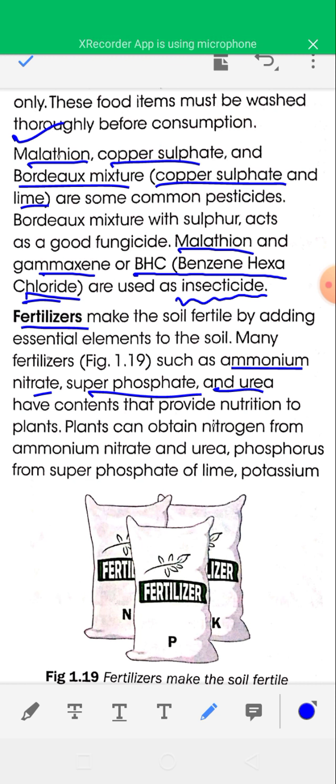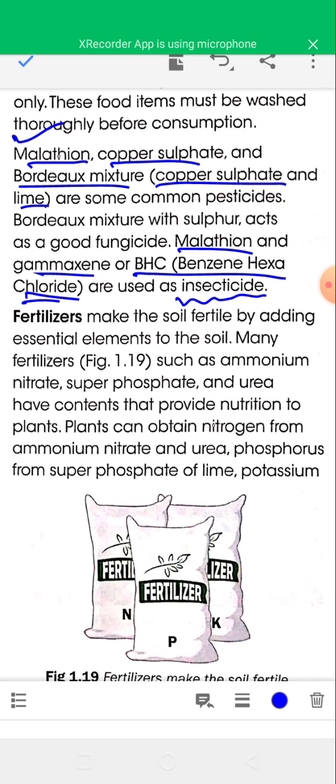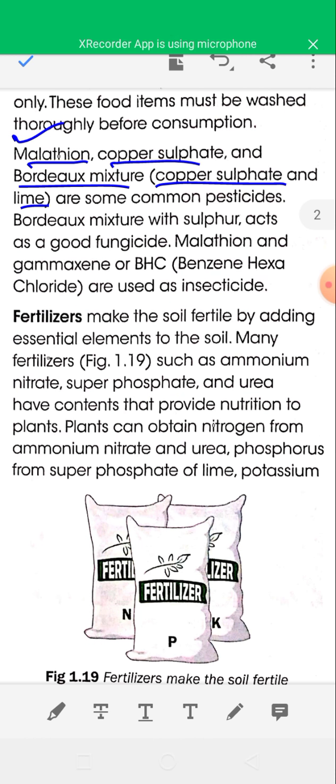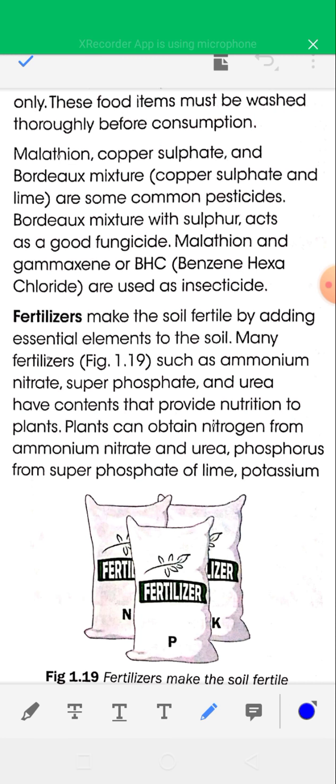Next, chemical compounds which are known as fertilizers. Fertilizers make the soil fertile by adding essential elements to the soil. Some examples of fertilizers are ammonium nitrate, superphosphate, urea. You can see ammonium nitrate, superphosphate, urea. These are some examples of common fertilizers.